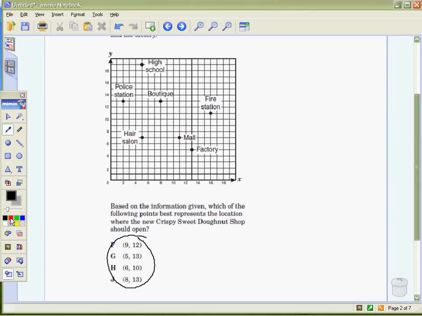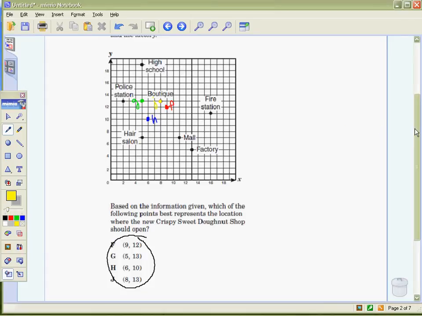Let's see if any of these points make sense or which one's going to be closest to the center. So if I look at 9, 12, that puts me right there, and that's letter F. 5, 13, that's letter G. 6, 10, letter H, and 8, 13, that's J.